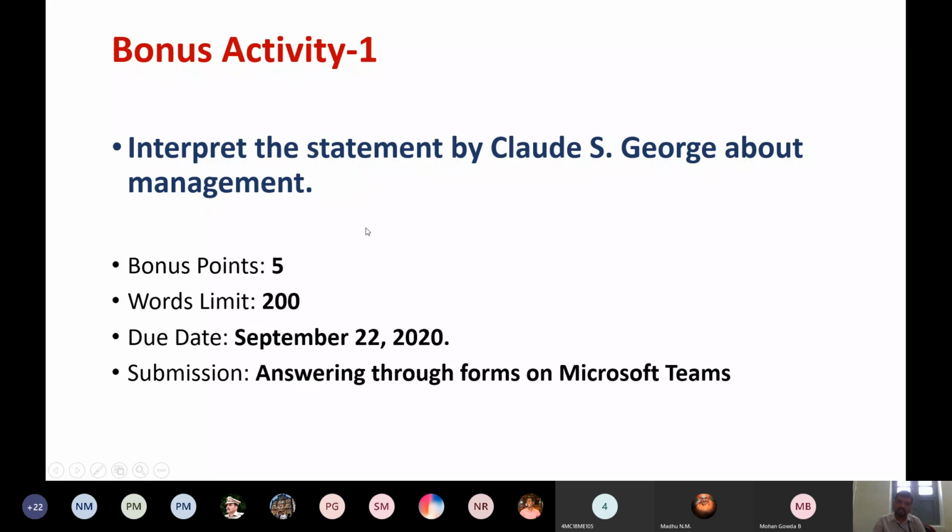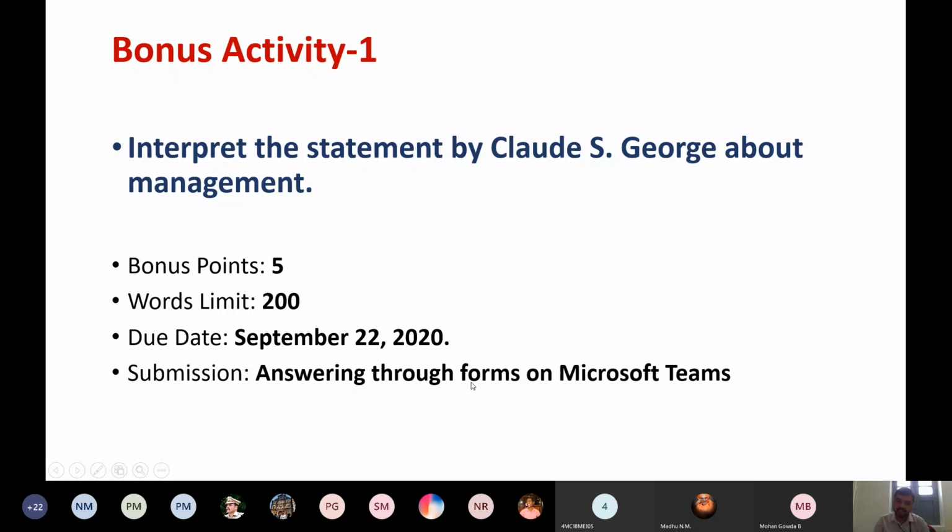What does it convey? All those things you have to interpret. For this you can earn 5 bonus points. The maximum limit is 200 words. Minimum, you can interpret even with the help of 20 words. It is left to you. But the maximum word limit is 200. Due date is tomorrow. Submission is through forms on Microsoft Teams.